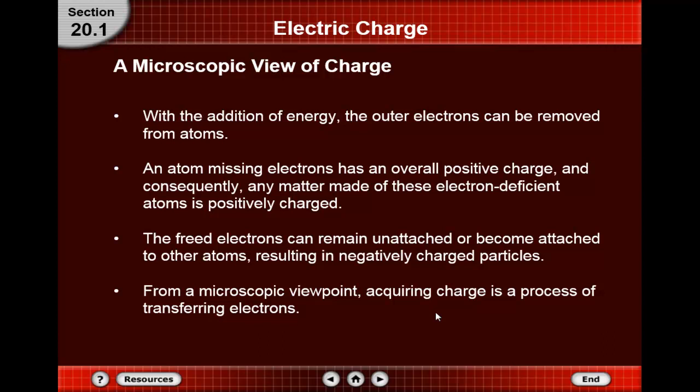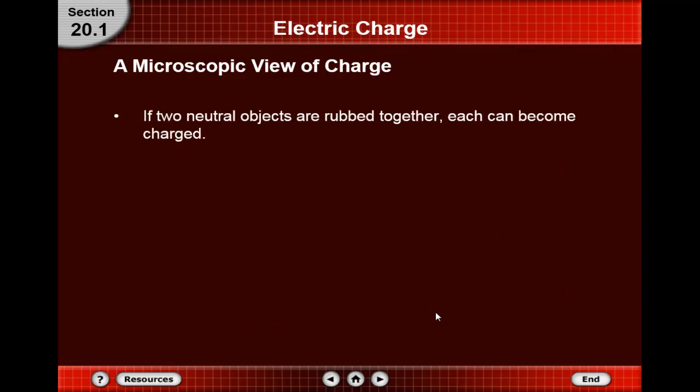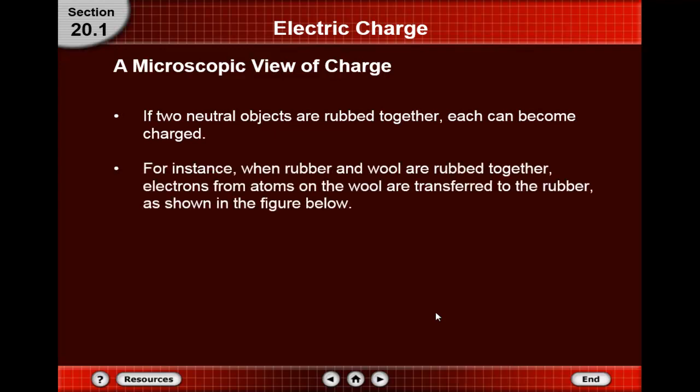So, from a microscopic view, acquiring charge is the process of transferring electrons. If two neutral objects are rubbed together, each can become charged. For example, when a rubber rod and wool are rubbed together, electrons from atoms on the wool are transferred to the rubber rod, as shown in the figure below.